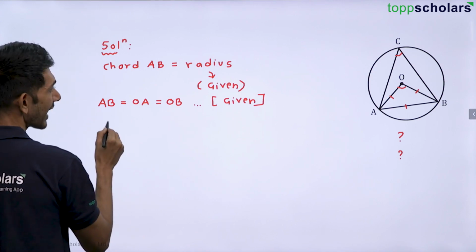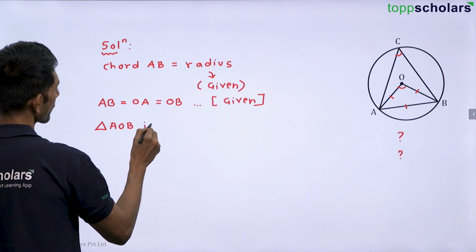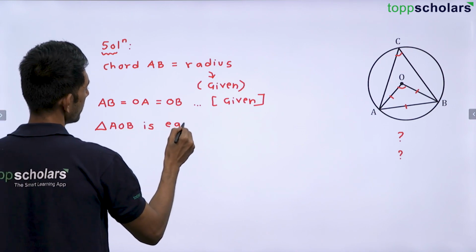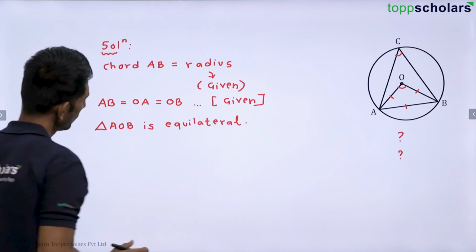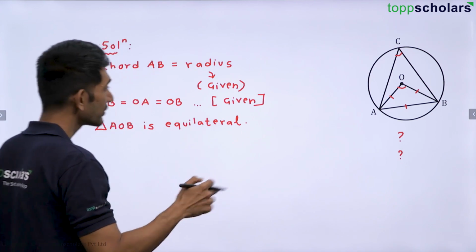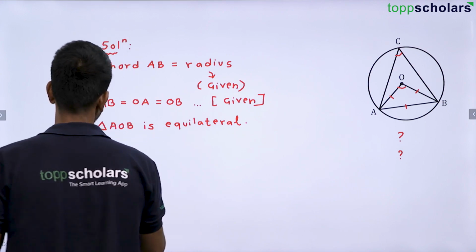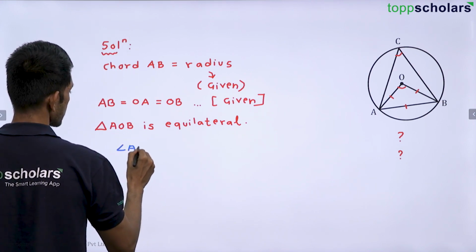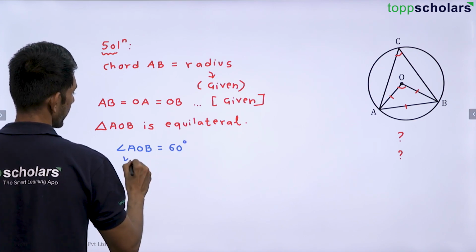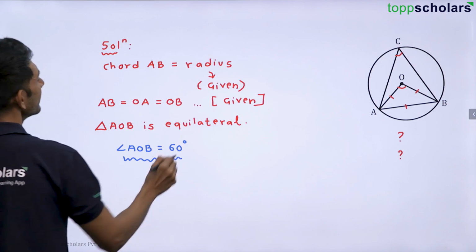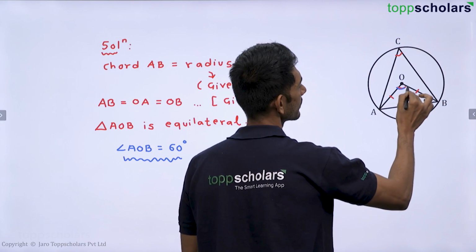So can I say this triangle AOB is equilateral? So triangle AOB is equilateral, right? Now since triangle AOB is equilateral, what is the measure of each angle of an equilateral triangle? So can I say angle AOB is 60 degrees. So we got one answer. Angle AOB is 60 degrees.